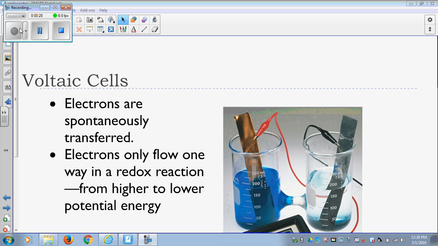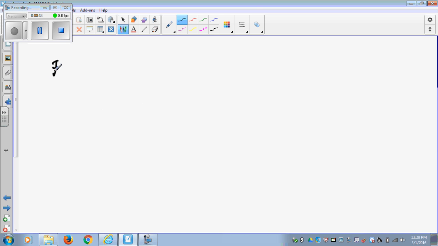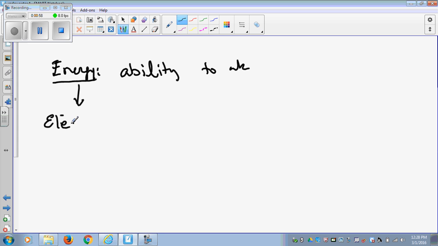So let me grab a pen, and then let's define energy. Energy is the ability to work. So in this chapter, we'll talk about the law of conservation of energy. Energy can neither be created nor destroyed. We'll talk about how chemical energy is converted into electrical energy. So that is where the electrochemical cells come in.